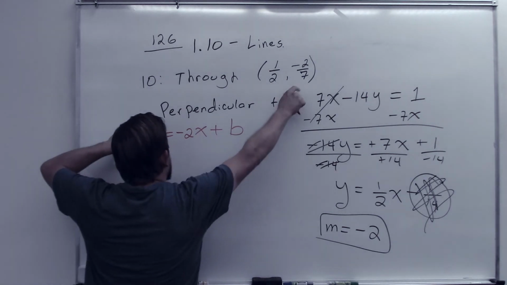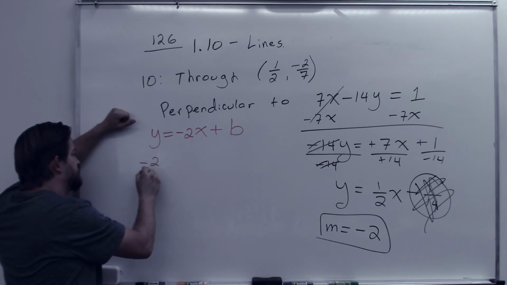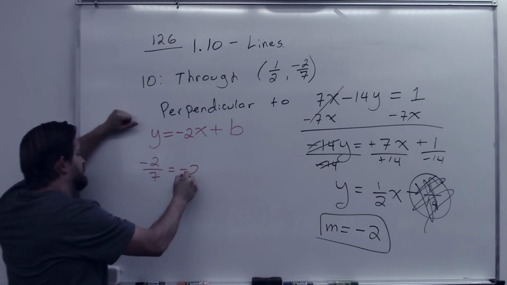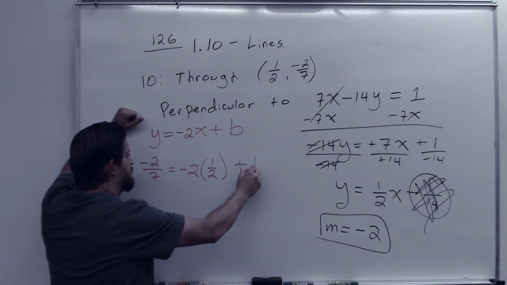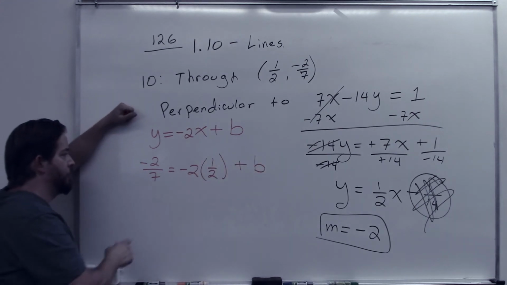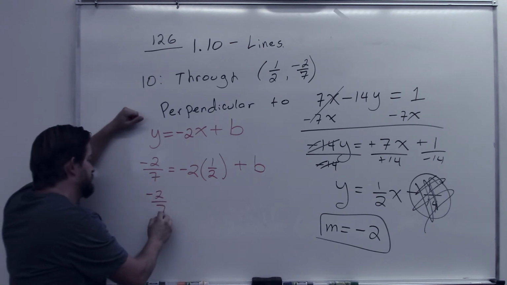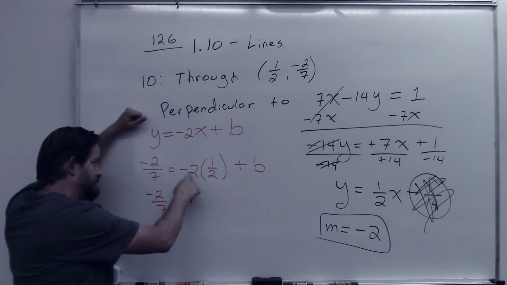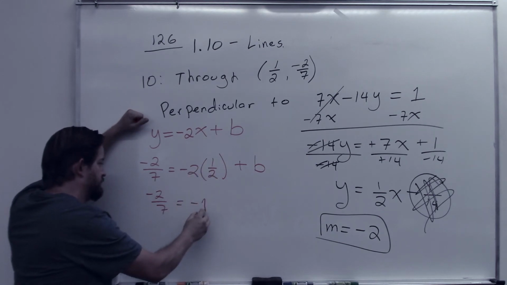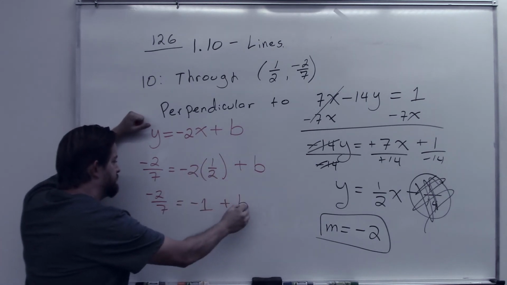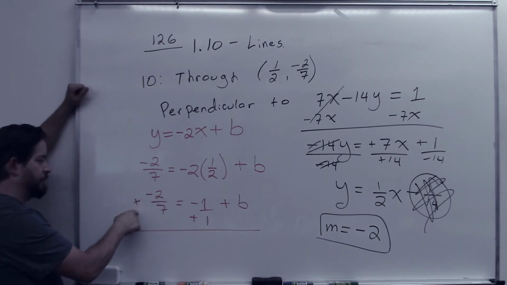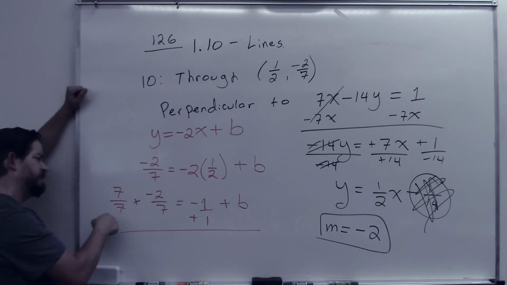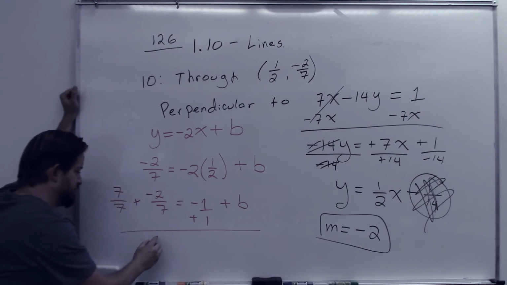So y is negative 2/7. X is 1/2. Then I just have to solve for b. So negative 2/7 equals, the 2 and the 2 cancel, but the negative goes to negative 1 plus b. So I'm going to add 1 to both sides, but instead of adding 1, I'm just going to add this in the form of 7/7, because that's 1. And then I have 7/7 plus negative 2/7, that's 5/7.